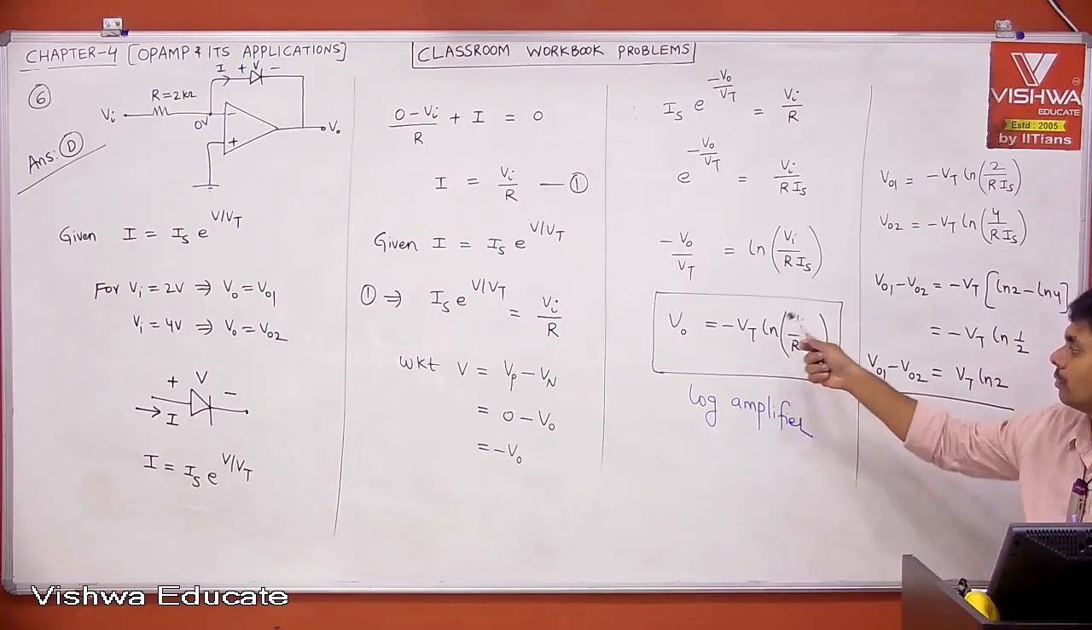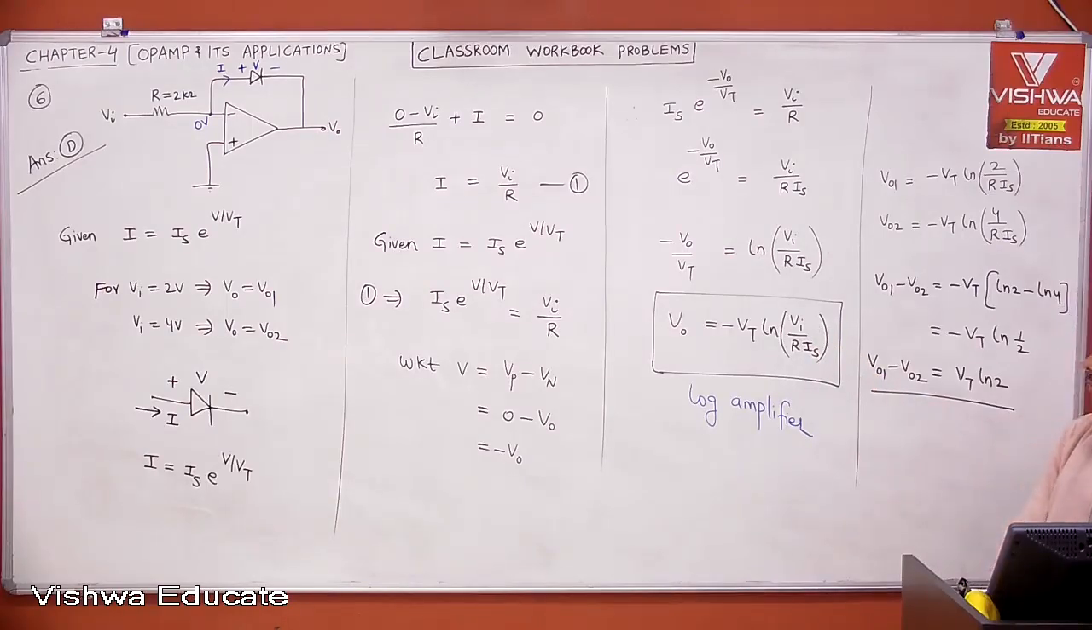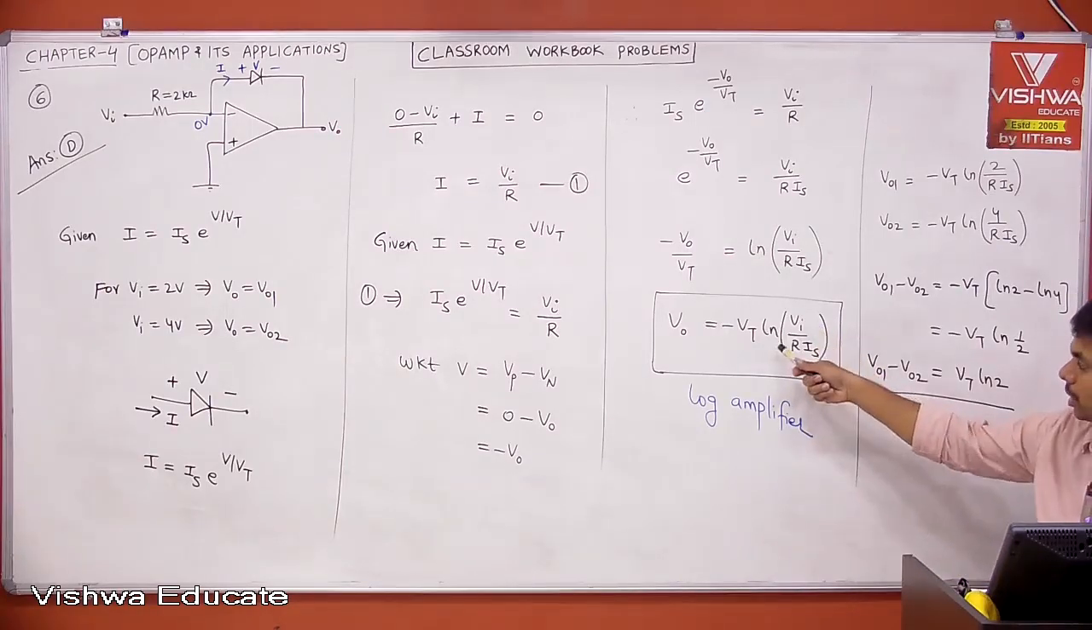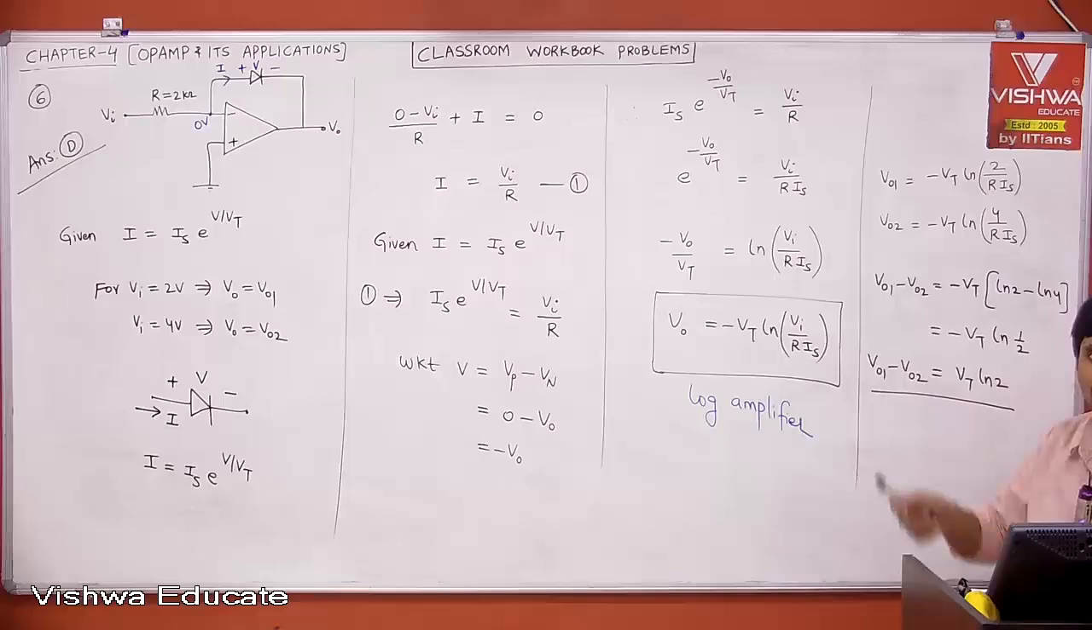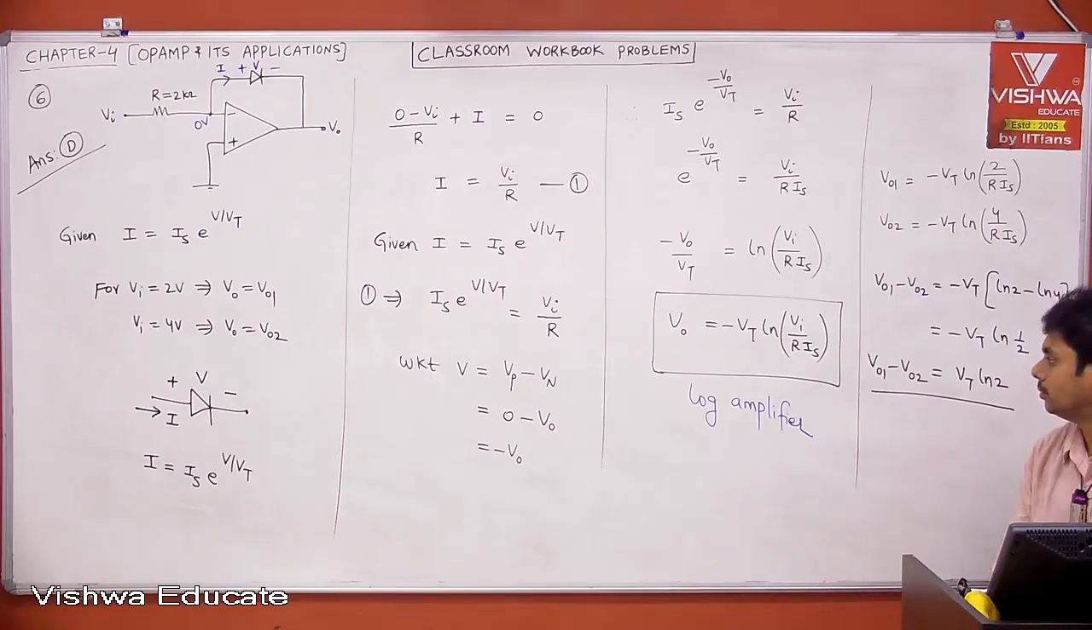And the relation between V0 and VI is this. Mathematically also, only for positive voltages we have log, else we don't have log. If there is a PN junction diode in the feedback of your op amp, remember you will get logarithm action.